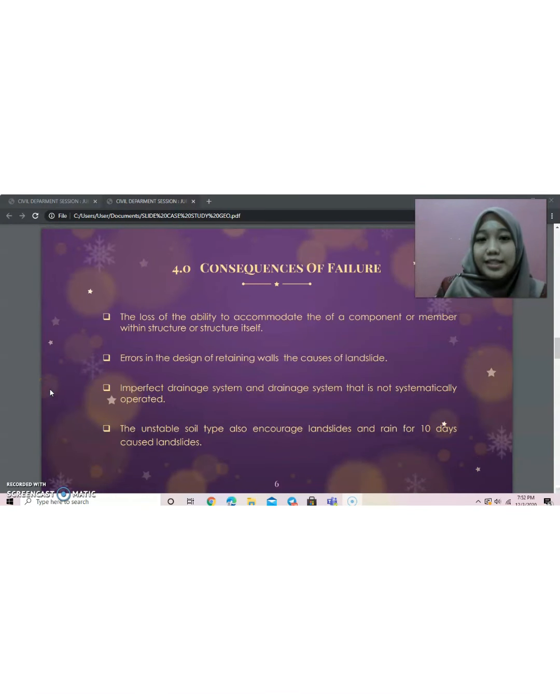Next, consequences of failure. First, the loss of the ability to accommodate the load of a component or member within the structure or the structure itself. 2. Errors in the design of retaining walls, the cause of the landslide. 3. Imperfect drainage system and a drainage system that is not systematically operated. Last, the unstable soil type also encourages landslide and rain for 10 days caused the landslide.